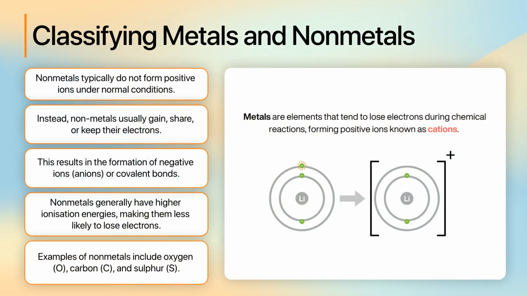In contrast, nonmetals typically do not form positive ions under normal conditions. Instead, they usually gain, share, or keep their electrons. This results in the formation of negative ions, anions, or covalent bonds. Nonmetals generally have higher ionization energies, making them less likely to lose electrons. Examples of nonmetals include oxygen, O, carbon, C, and sulfur, S.